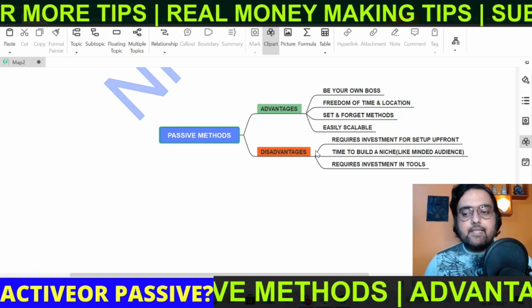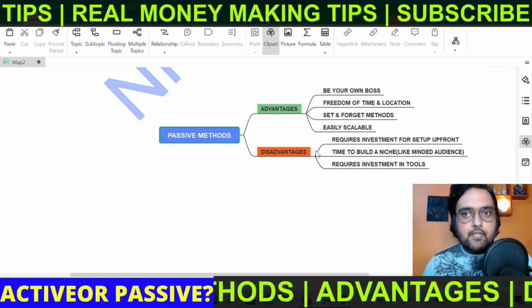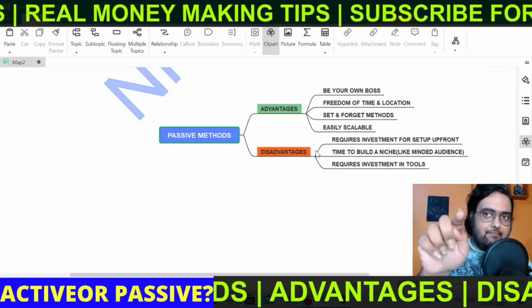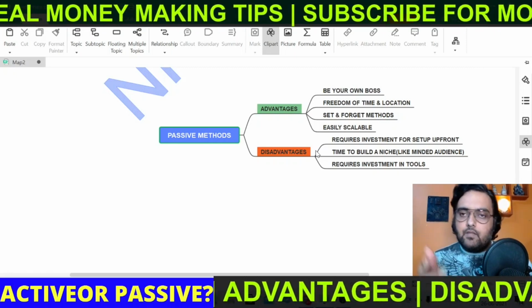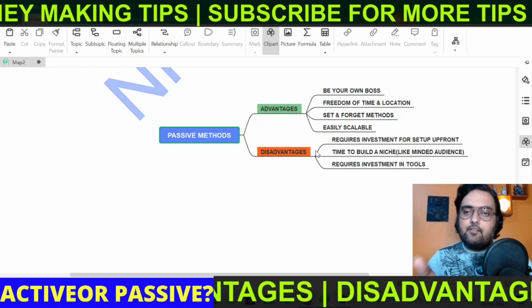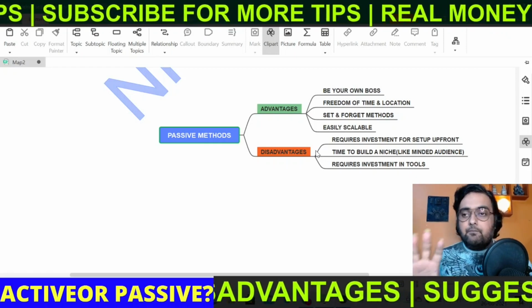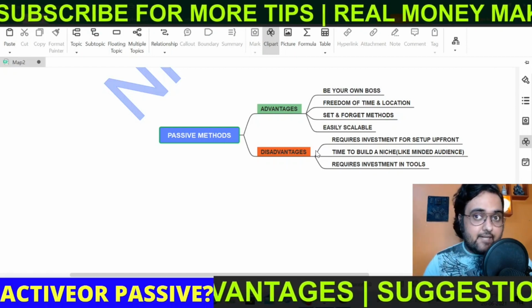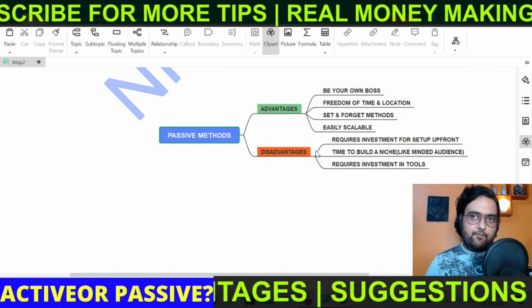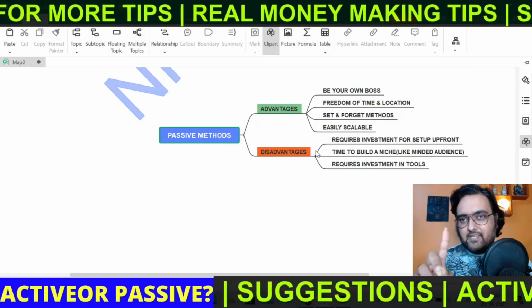The first of them is it requires investment. This mic requires investment around $150. The camera, Logitech C920, around $200. Then this laptop also has an investment around $700. So all of this has investment, but it pays off. But you need to invest upfront. That's the disadvantage number one.